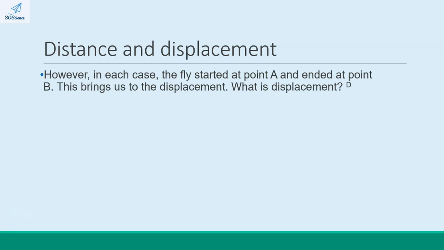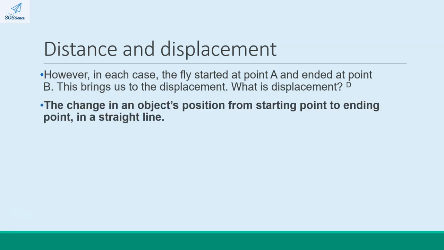However, in all three cases, the fly started at point A and ended at point B, and that brings us to displacement. Displacement is defined as the change in an object's position from the starting point to the ending point, and it's always in a straight line. So regardless of the actual path traveled, for displacement, we only consider the straight line distance from point A to point B.